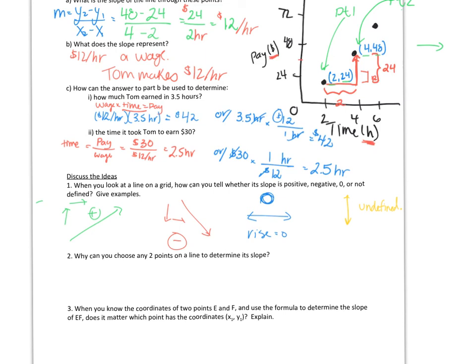When you know the coordinates of 2 points, E and F, and use the formula to determine the slope of EF, does it matter which point has the coordinates x1 and y1? AKA, does it matter who you label as point 1 and point 2? No, it does not. If you're not sure, go back and label opposite of my point 1 and point 2 in a question and prove that to yourself.